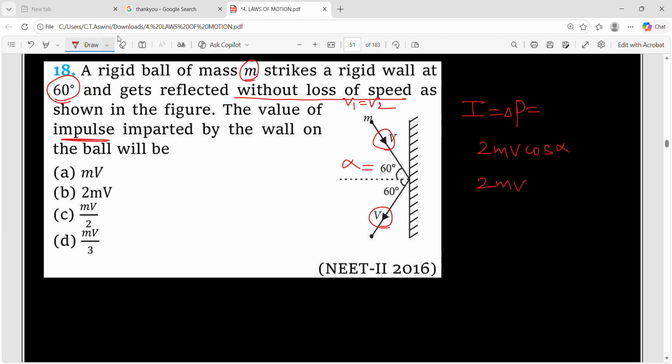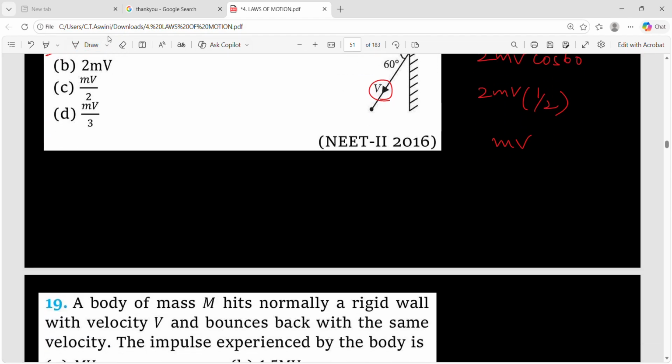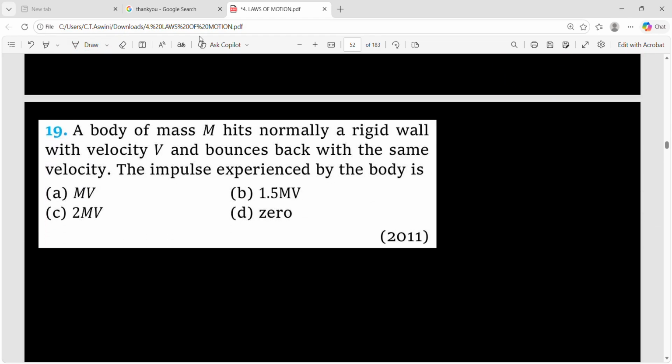2 into m into v, cos alpha, where alpha is 60 here. Cos 60 is 1 by 2. So 2 cancels. You will get m into v. So the answer is option A. We'll move on to the next question.